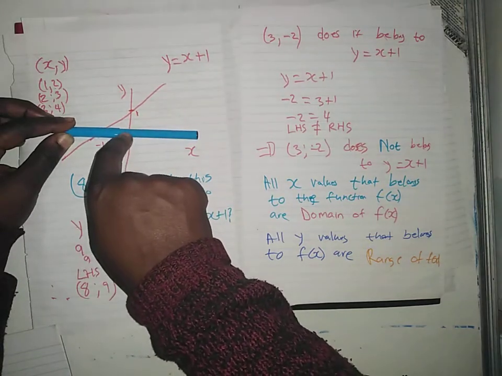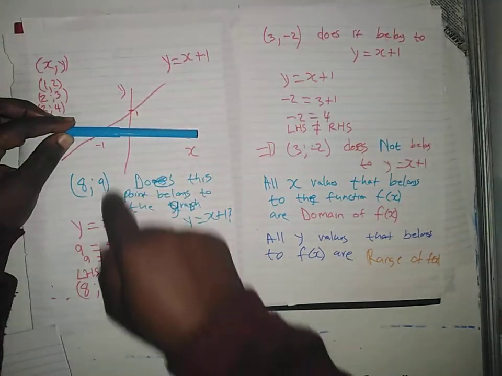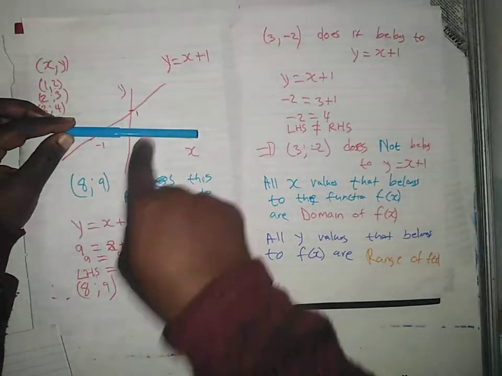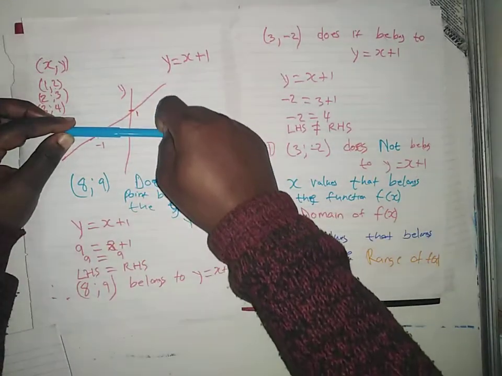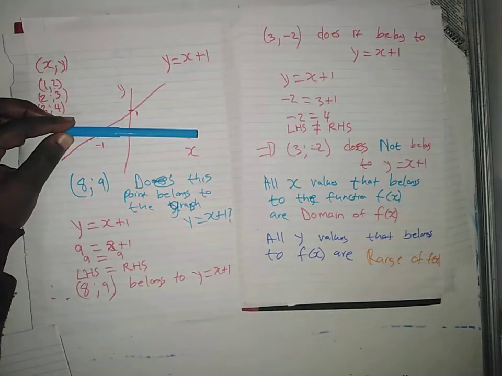If I can go up with 0, it will definitely touch this graph. If I go towards the graph with, say, 2, it will touch it. With 3 and 4 and so on, can you see? It will touch this graph.